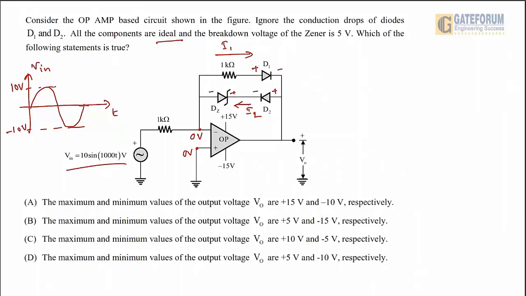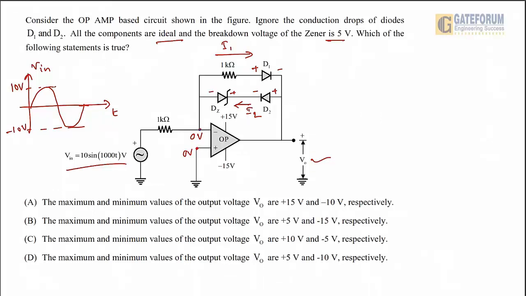And if the zener diode is conducting, it will have the zener breakdown voltage of 5 volt. So now, based on this input V in is equal to 10 sine 1000 t volt, we need to find out the output voltage, its maximum value and its minimum value. First of all we need to consider the positive half cycle, and at a later stage we will consider the negative half cycle.